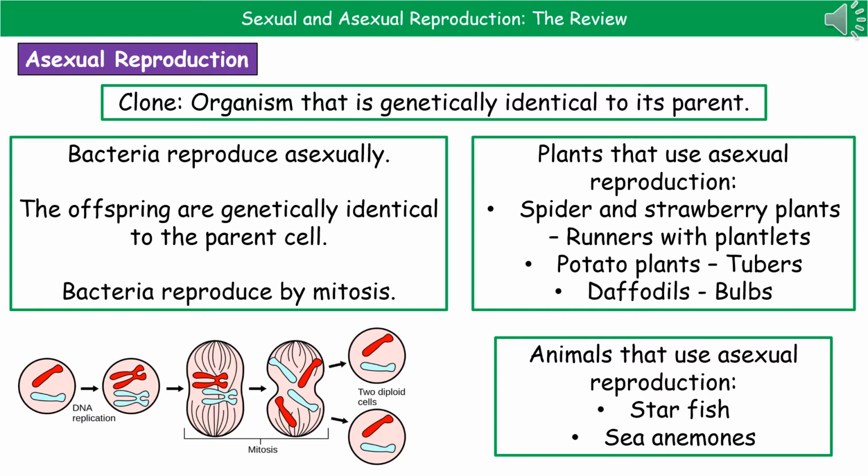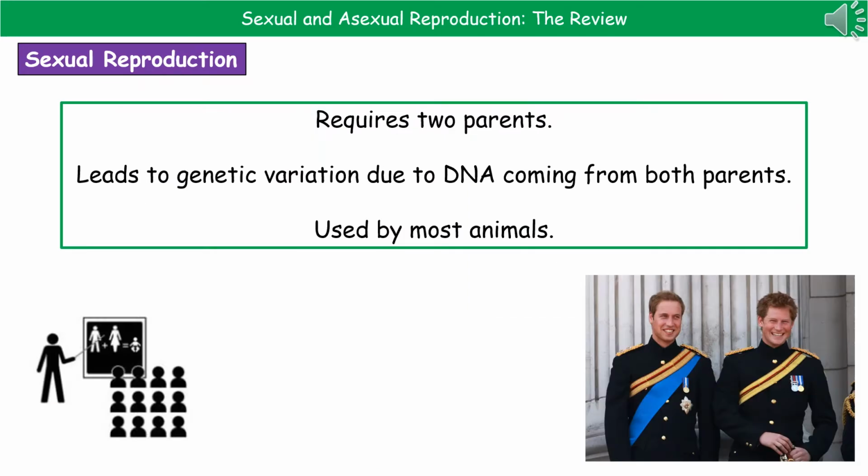We've also got some plants that use asexual reproduction. Spider and strawberry plants send out little runners with baby plantlets on there. Potato plants use tubers, and daffodils use bulbs. For examples of animals that use asexual reproduction, we've got starfish and sea anemones.